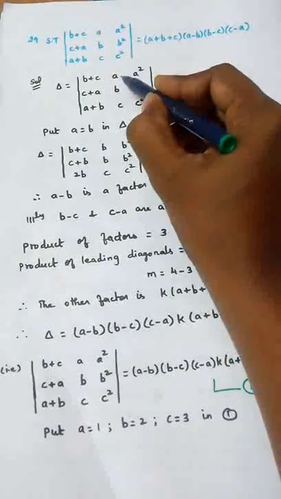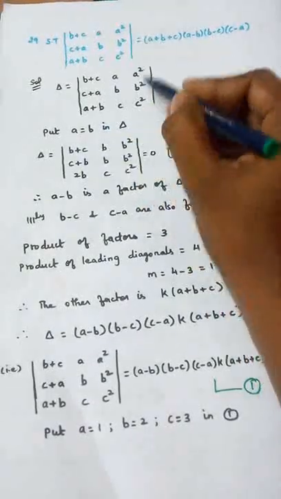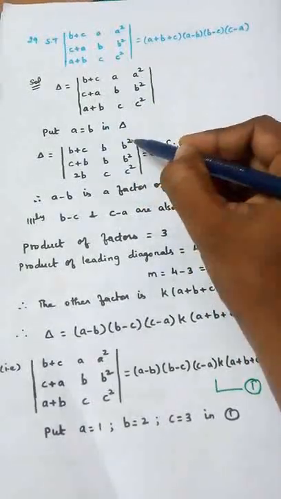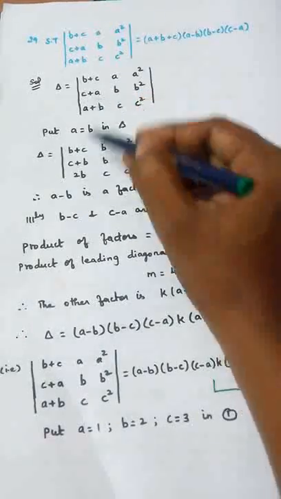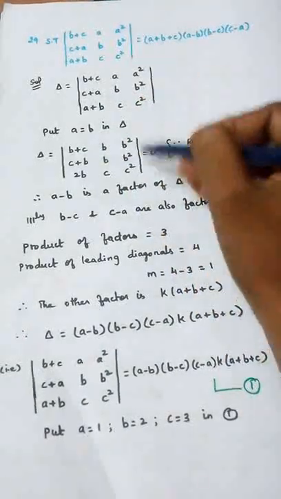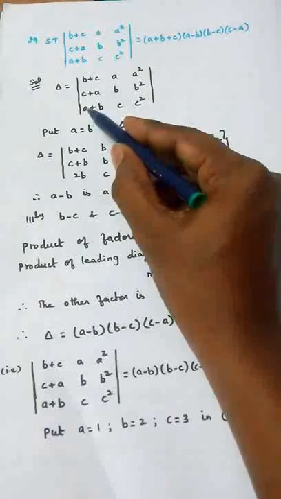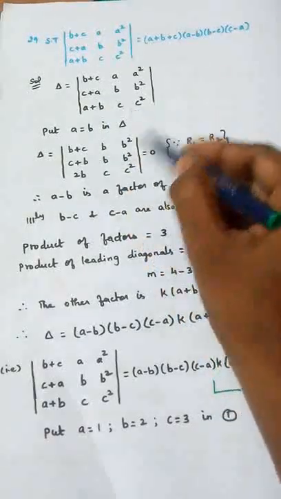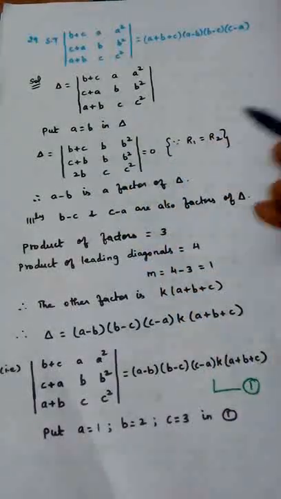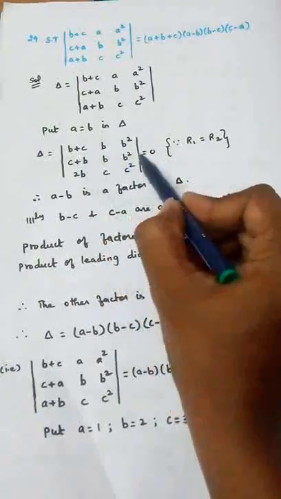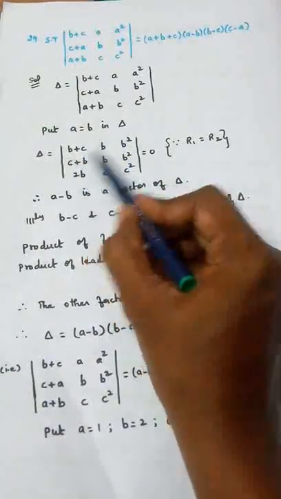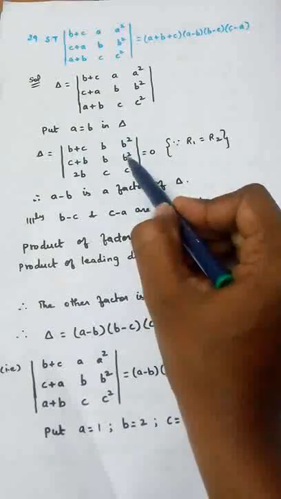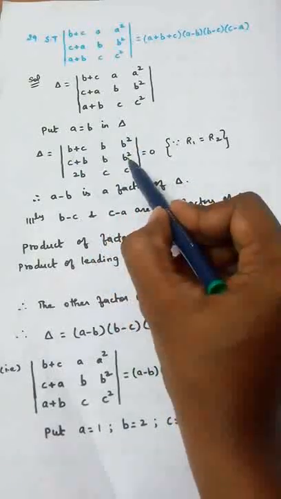B plus C. In place of A, put B. In place of A, put B. So B square. In place of this A, write B. B square. In place of A, put B. B plus B becomes 2B. C square. Right? Now if you see the first row and second row, B plus C, B plus C, B square, B square. So the first row and second row are equal.